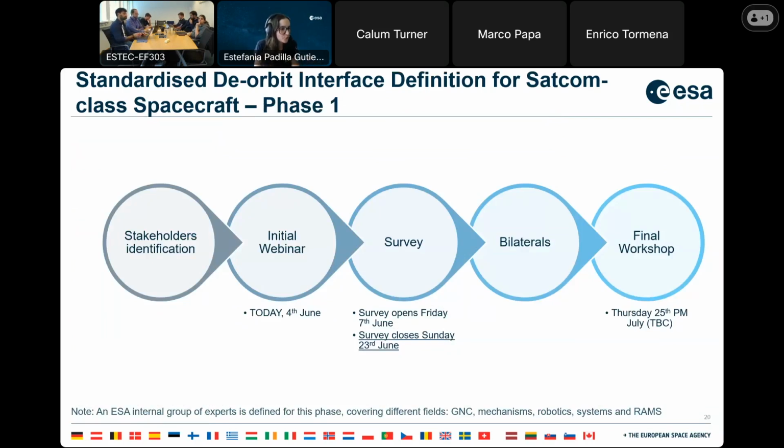We have started with the stakeholders identification. This, let's say, is already done. But of course, if you think some stakeholders are missing, or you have information that could be useful for us, you can always send it to us by email, cleanspace@esa.in.